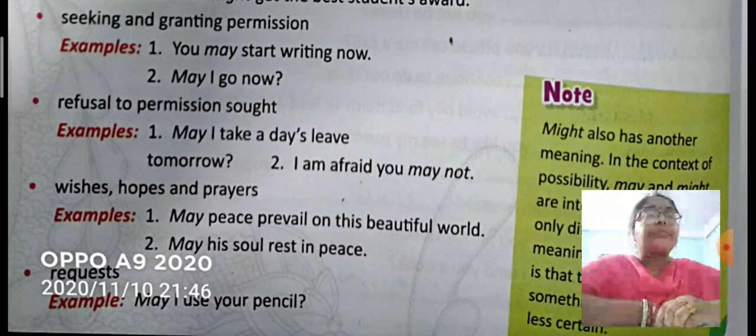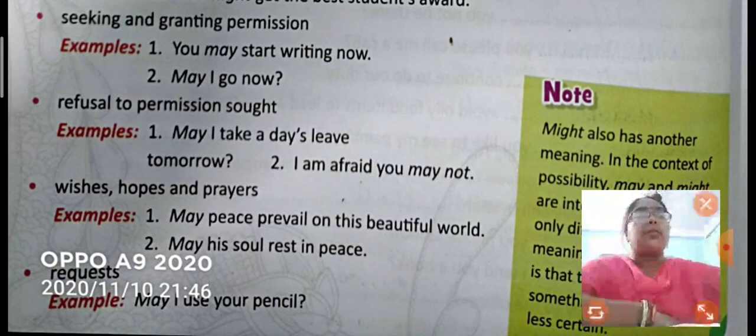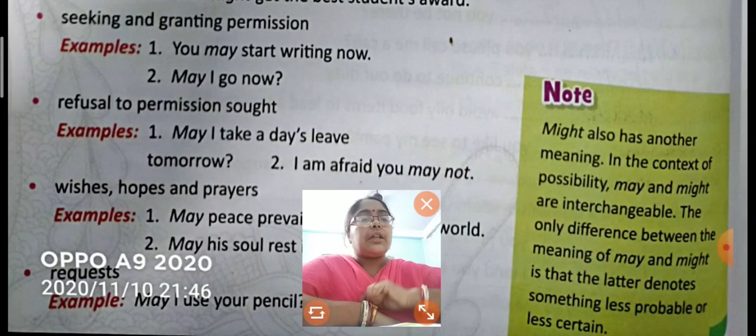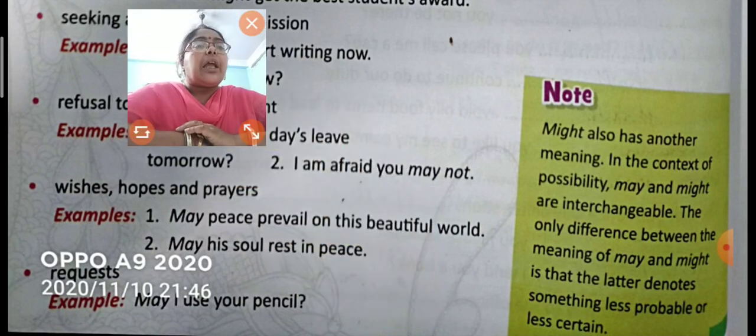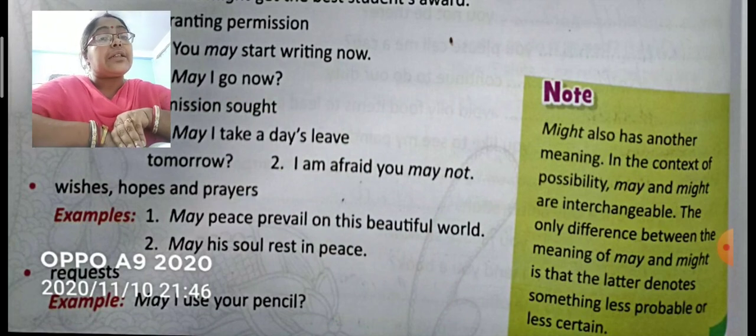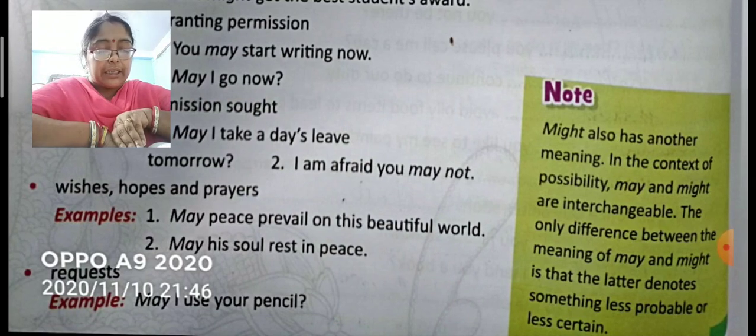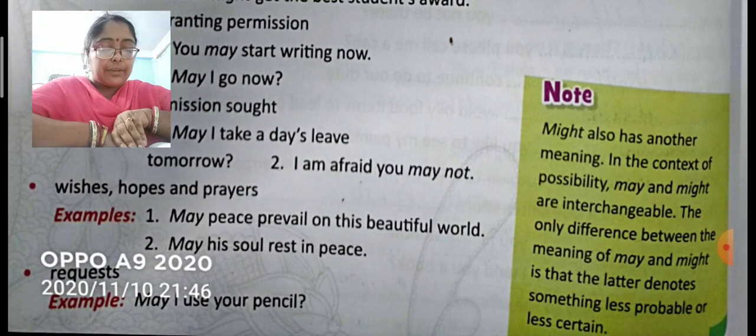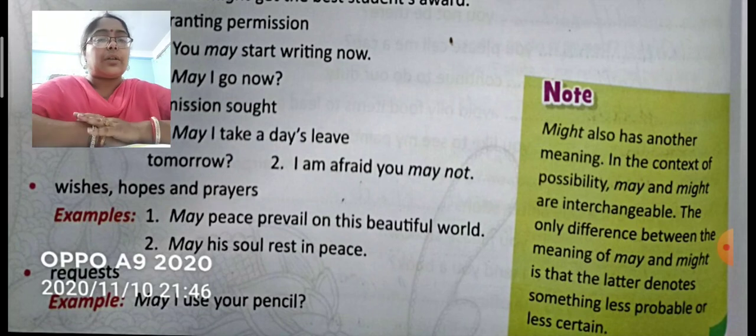Okay, children. Now just see here in the green box, what do you have? Might has another meaning. In the context of possibility, may and might are interchangeable. How? The only difference between the meaning of may and might is that the latter denotes something less probable or less certain. That is might. It denotes that it is less probable, or less certain. That means it might happen, it might not happen.